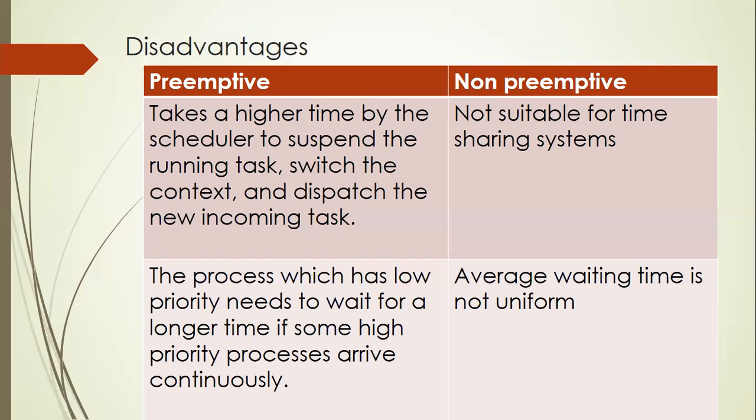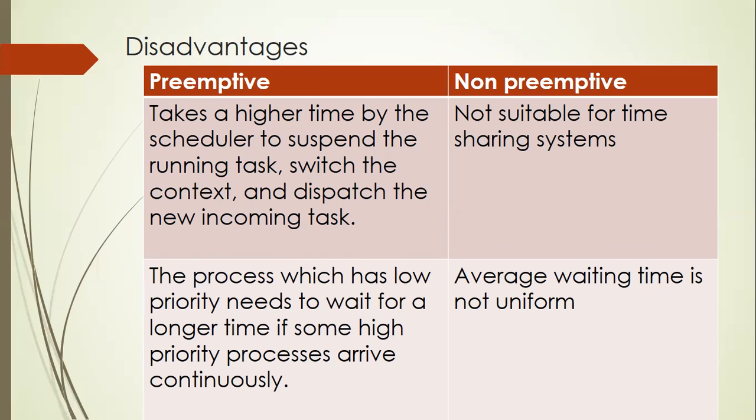Suppose we have three processes P1, P2, P3. P1 requires 100 milliseconds, P2 requires 10 milliseconds, and P3 requires 5 milliseconds. In that case, P1 will get the CPU first, meaning its waiting time is 0, whereas P2 will get the CPU after 100 milliseconds. And P3 will get the CPU after 100 plus 10 milliseconds, because the first process has a 100 millisecond requirement, the second process needs 10 milliseconds, and the last process requires only 5 milliseconds.